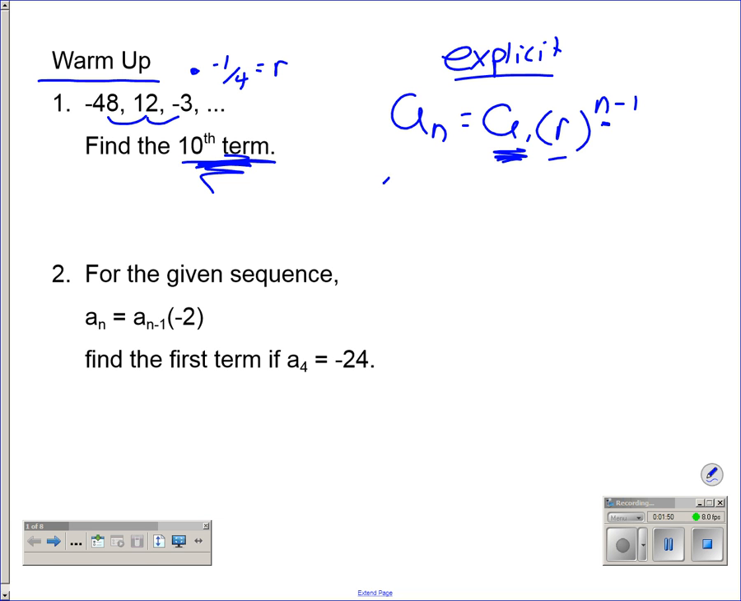I'm finding my 10th term. What's my first number in the sequence? Negative 48. What's my rate we just talked about? Negative 1/4. And n minus 1. What's my n value? 10 minus 1. All right, so this is the formula. Just type that in exactly like you see in the calculator.